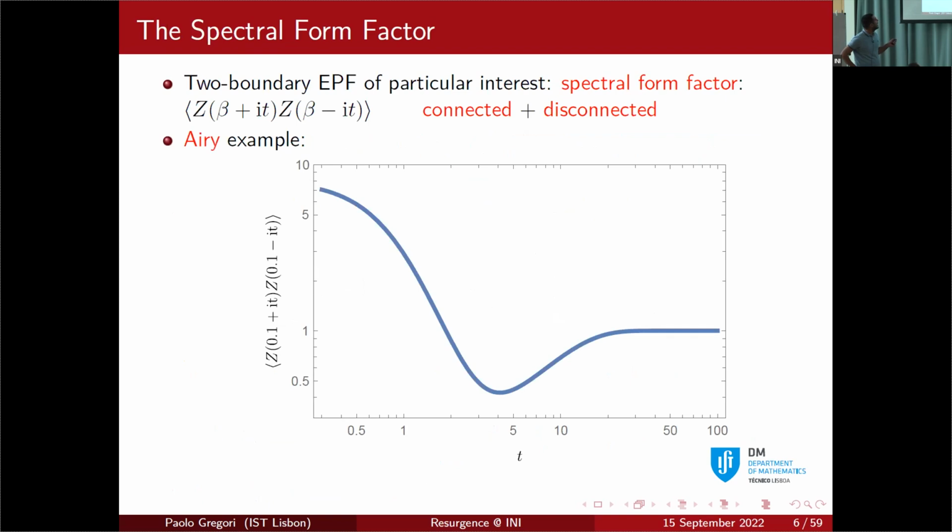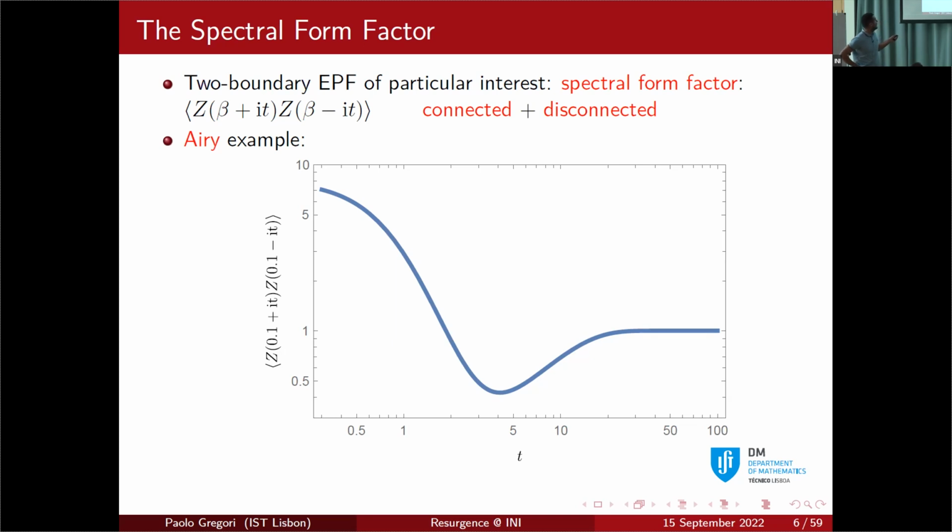Now, a Euclidean partition function that we are particularly interested in computing is called the spectral form factor. It is a two-boundary Euclidean partition function where the variables are set to be β plus it and β minus it. The importance of this object is not easy to explain in a very short time, but it is thought to be important in systems related to black holes and which satisfy certain notions of quantum chaos, which were introduced by Polchinski and others. It is thought to have a universal shape, which corresponds to an initial dip, a slope, and then a plateau.